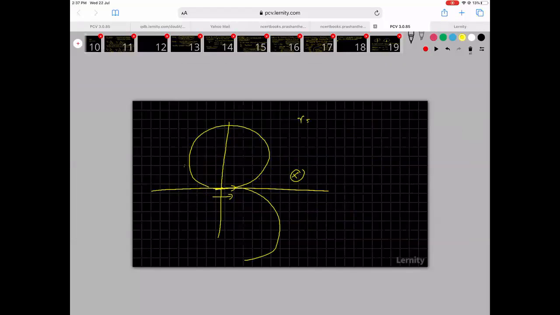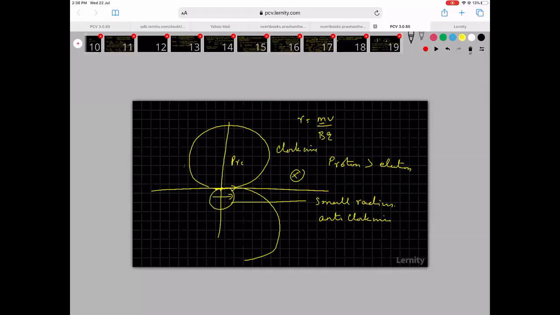So radius is equal to mv by Bq. Now the mass of proton is much higher than the mass of electron. So the proton will have a greater radius than the electron. Because the mass of the electron is very, very small, it will have a very small radius. But this will move anti-clockwise. This will move clockwise. Okay, so that is it.